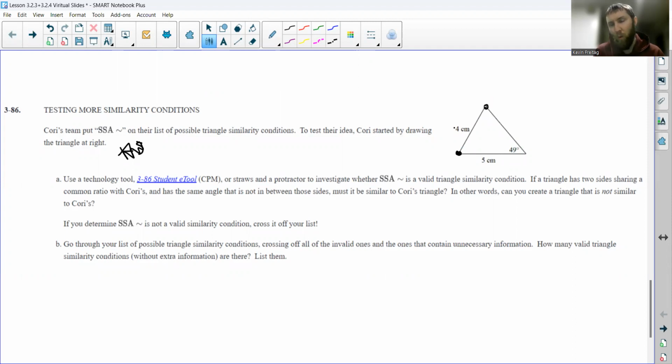Okay, so I'm going to move this point, which changes this angle. But remember, I don't know how many degrees this angle is, so it doesn't really matter how many degrees it is. Could be 50, could be 150, could be 5, right? Doesn't matter, as long as this stays 4, this stays 5, and I don't touch this angle over here.